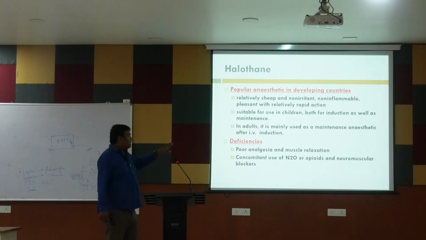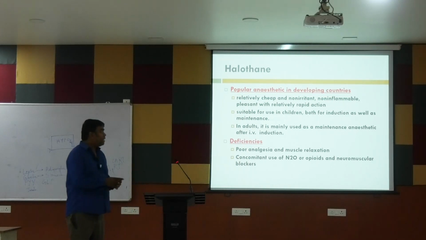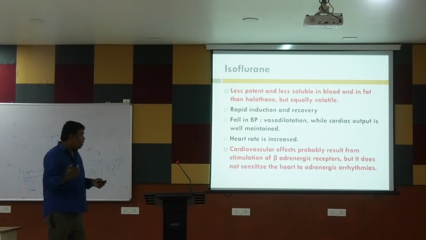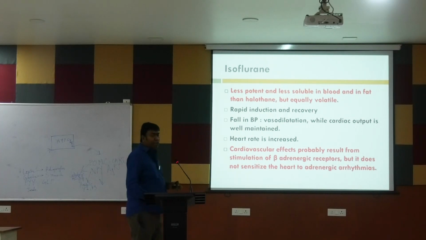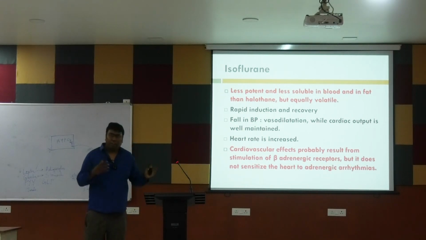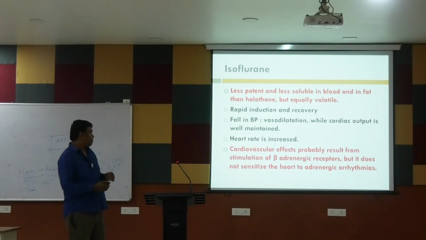The deficiency is that it is a poor analgesic as well as muscle relaxant. Concomitant use of nitrous oxide as well as opioid and neuromuscular blocker is required, but it is used more than ether and nitrous oxide in developed countries. But nowadays they have shifted to the other fluorines like isoflurane. They have rapid induction and recovery. The side effects of halothane are reduced in the case of isoflurane. That means heart sensitization is less than with halothane.